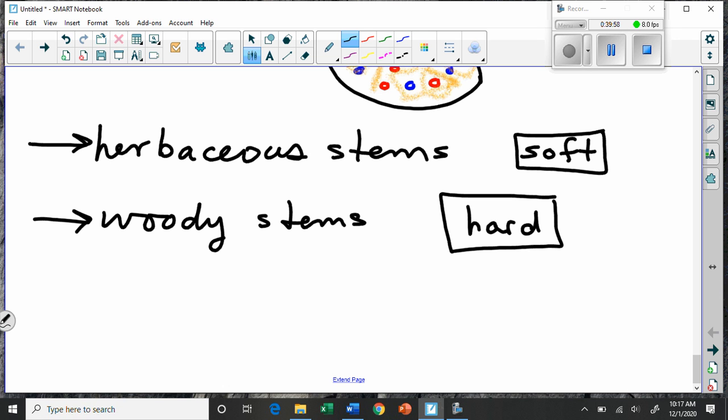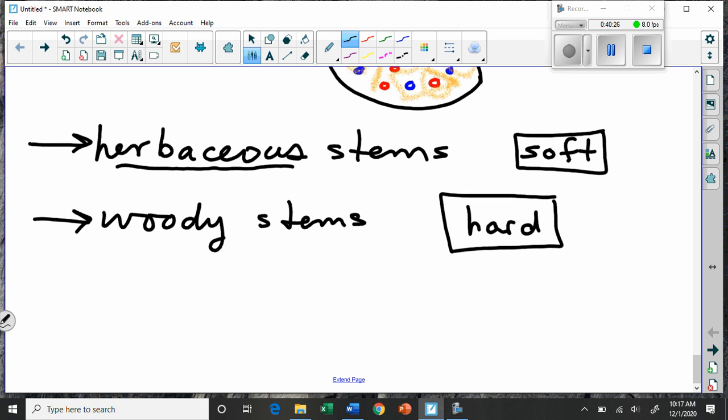So like a fern has kind of a herbaceous stem, but not all ferns, right? Some ferns can develop more woody stems. Things like horsetails that you see in the summertime, most flowers have herbaceous stems. But then you have trees and shrubs that last many seasons. They tend to have more woody stems.